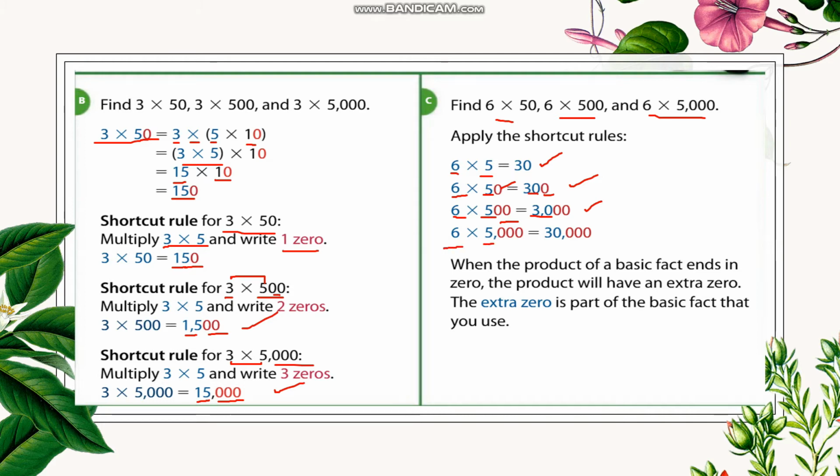6 multiplied by 5 is 30. Then I have 3 zeros. The answer is 30,000. So when the product of the basic facts ends in 0, the product will have an extra 0. The extra 0 is part of the basic fact that you use.